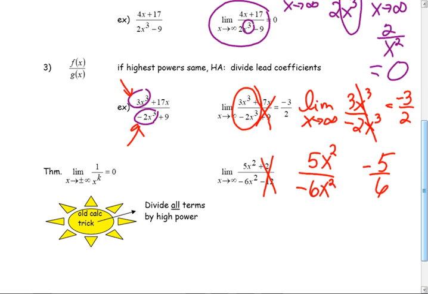Don't make it hard. Some of you are going to say, oh, math has to be hard. It can't be right. It's too easy. Don't make it hard.